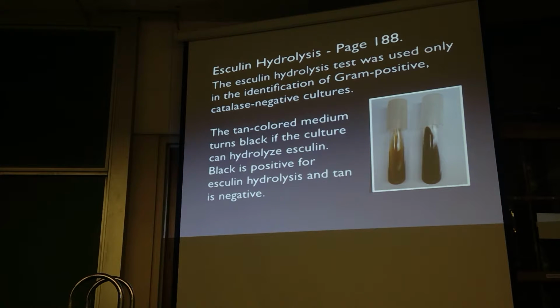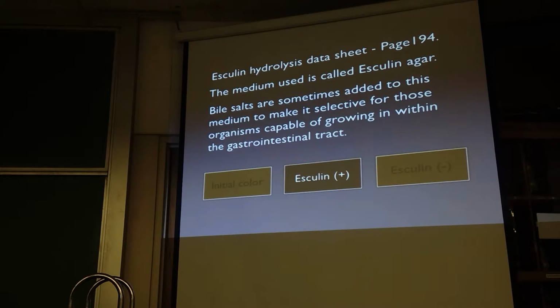Okay. So this is showing you the color change, and this is talking about the worksheet. This is on page 194, the data sheet. The medium is esculin agar. Sometimes there's bile salts in it, but when we use this test for semester project organisms, they almost never want bile in there, so we just stop putting the bile in. There are some tubes of esculin that have bile in them, don't use them. The initial color is kind of a tan color. If the organisms can hydrolyze esculin, the medium turns black.